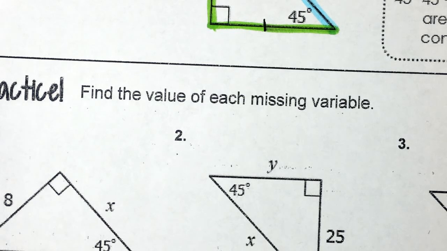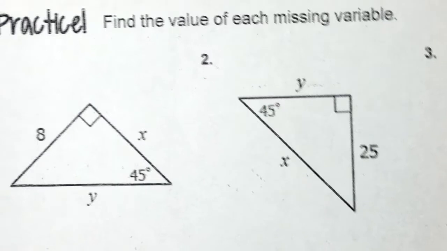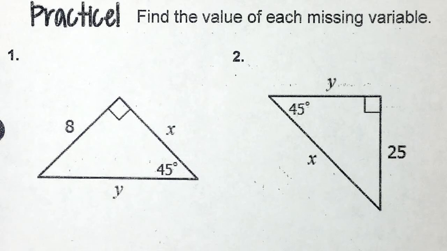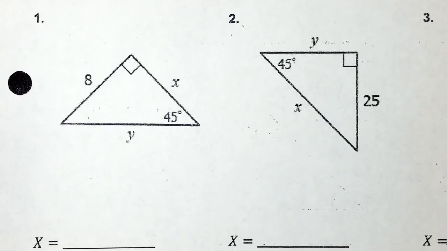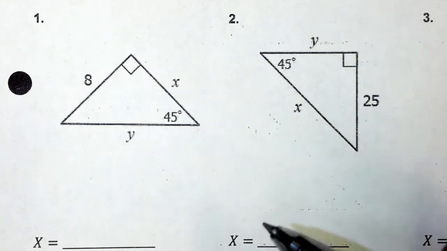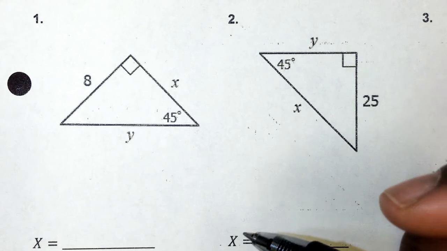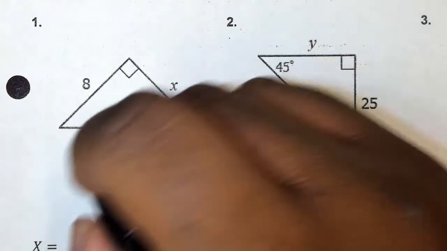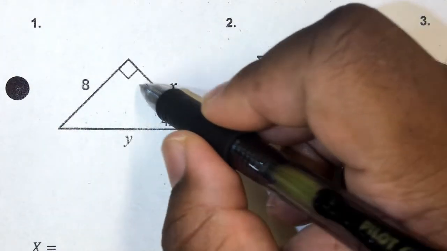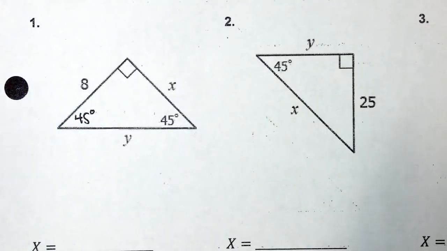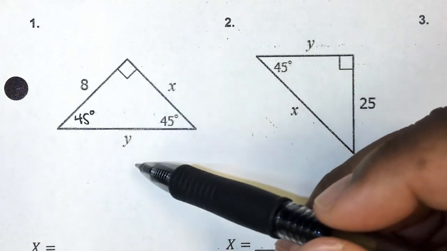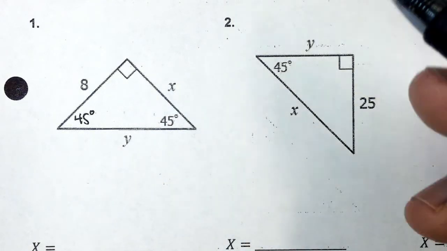So down here it says find the value of each missing variable. First you want to identify your triangles, but based on the fact that we just talked about 45, 45, 90, you should know all these triangles are 45, 45, 90. So number one, just knowing that this is 45 degrees here, this is 90 degrees here, I know this is 45 degrees here. So it's a 45, 45, 90 triangle. They want me to find X, and then they want me to find Y on this triangle.